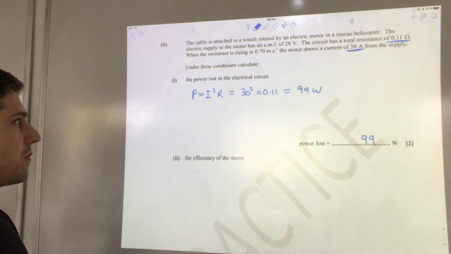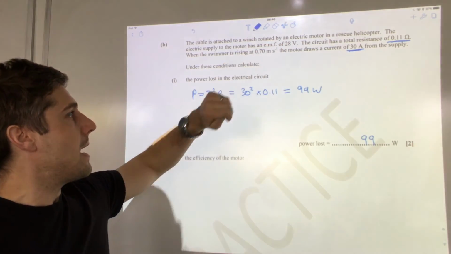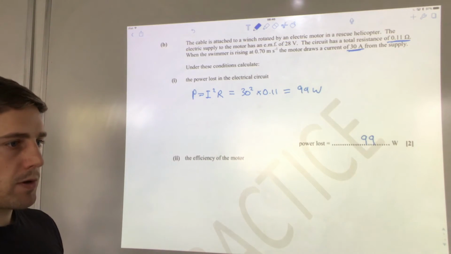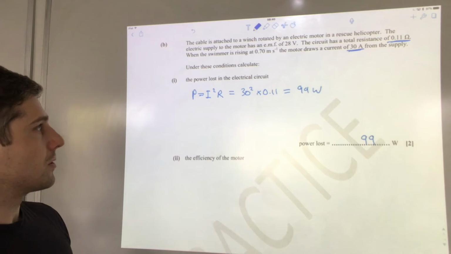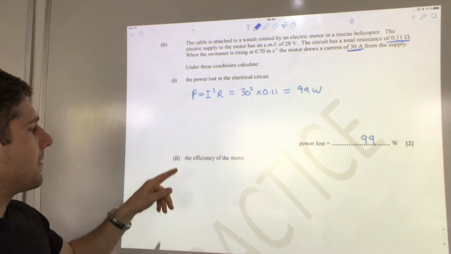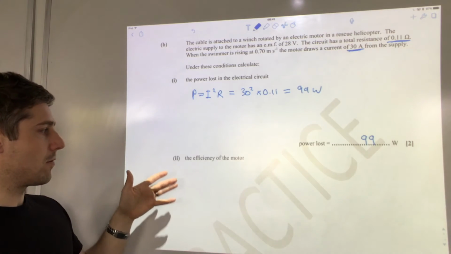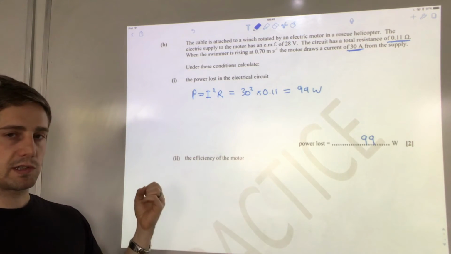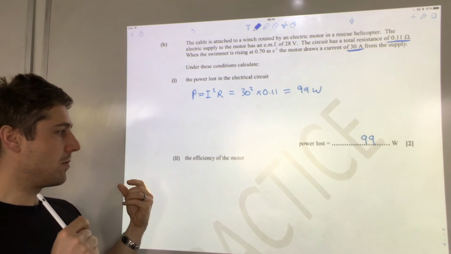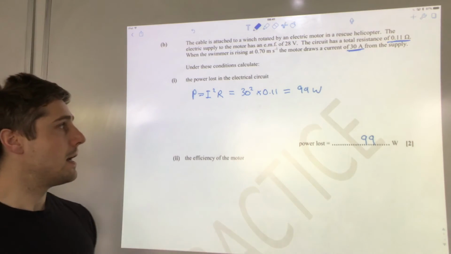So let's think about what we've got here. We know that the supply has an EMF of 28 volts and it's supplying a current of 30 amps. So we can work out the power input to the whole situation from that. Power is current times the voltage. But that's the power input to the circuit. It's not the power input to the motor. Because we're asked to calculate the efficiency of the motor, we're going to have to work out what the power input to the motor is by deducting the 99 watts from that.